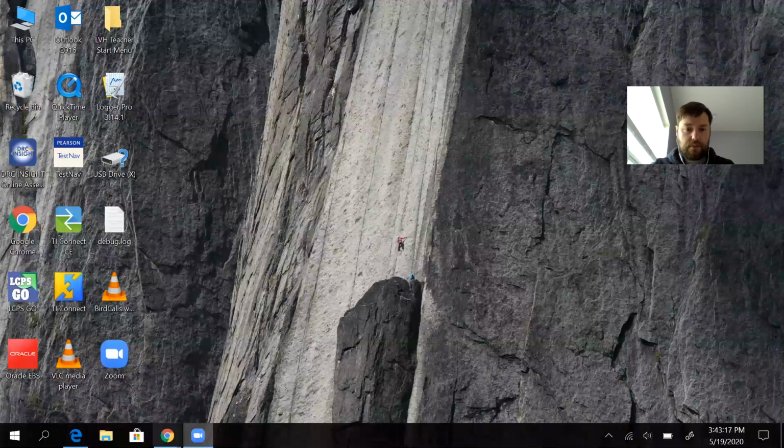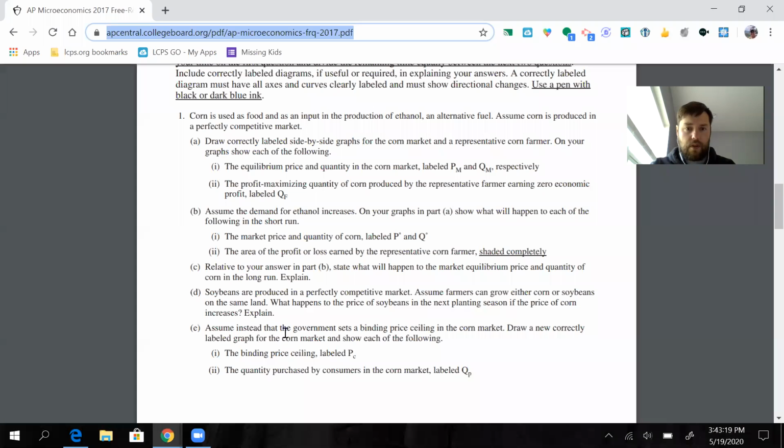Let's take a look here at the 2017 Micro FRQ number 1. Share my screen. All right, here we are. So we've got corn is used as food and also as an input in the production of ethanol, an alternative fuel. Assume corn is produced in a perfectly competitive market.